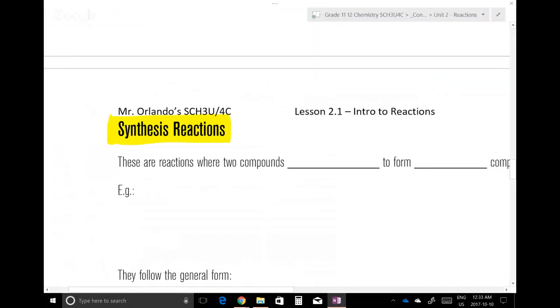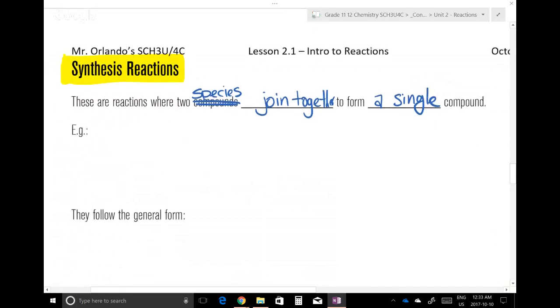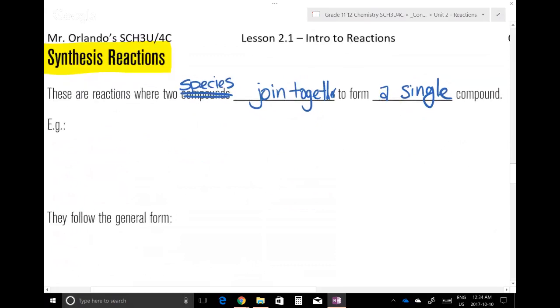So first we're going to talk about the simplest reactions that you learned last year. You should know this, but even if not, synthesis reactions is where we take two species, and I know it says compounds, but that wasn't the best choice of words, where two species join together to form a single compound. Let's just look. This is especially easy when we're talking about binary compounds. So let's look at just a simple example.